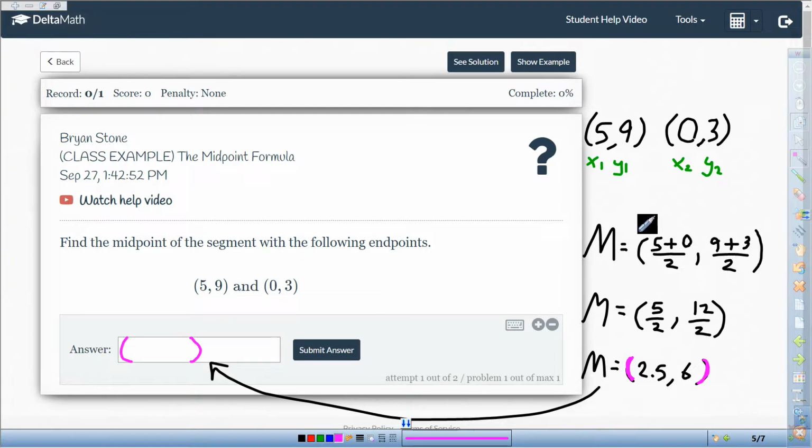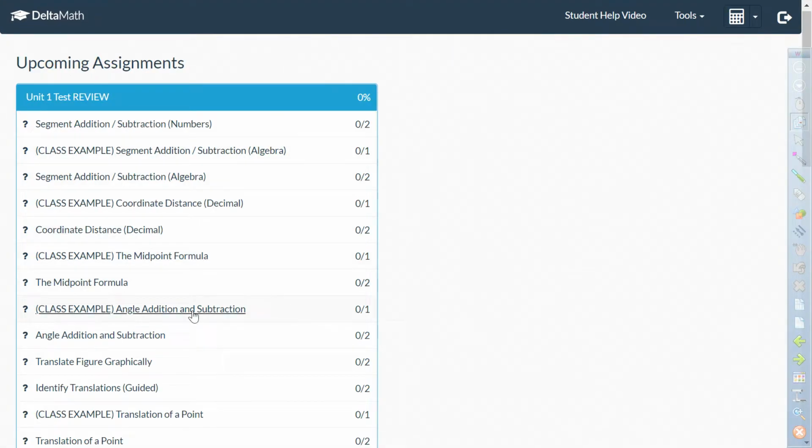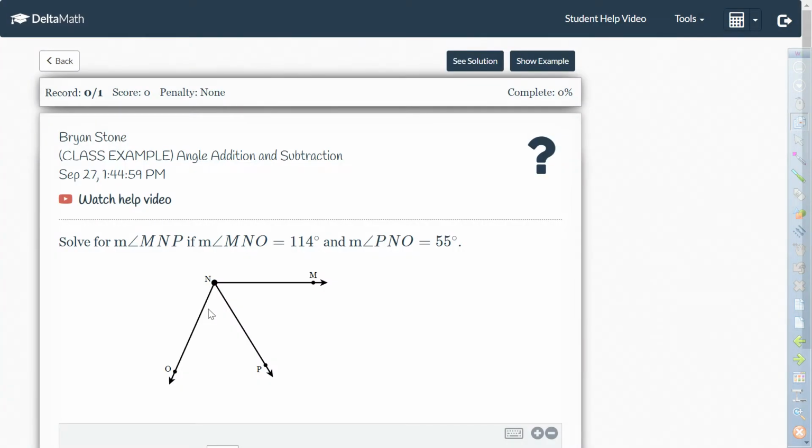So again, go ahead, pause, and try out some of these midpoint problems, and then we'll move along. All right, moving along. Next thing is the angle addition and subtraction. Take a peek. This is giving us some angles, giving us some values, and asking us to solve for one of the angles.